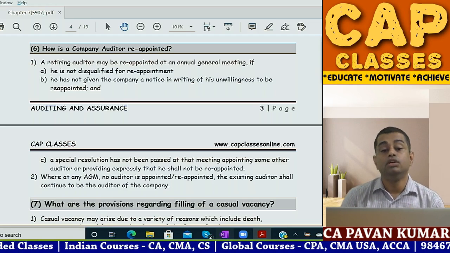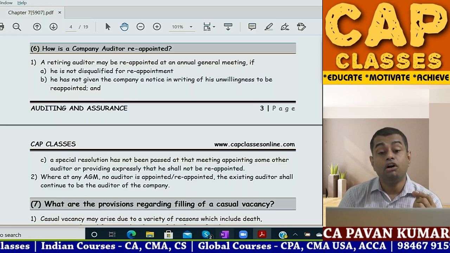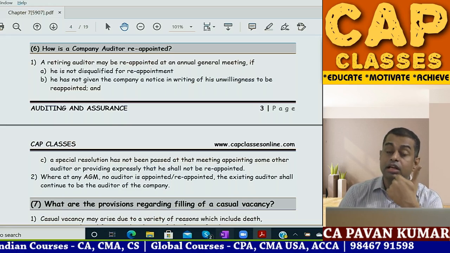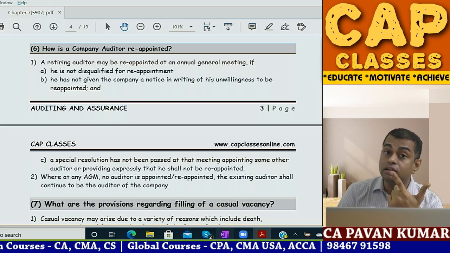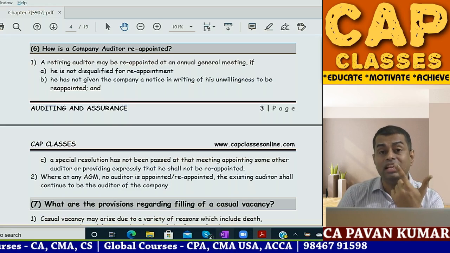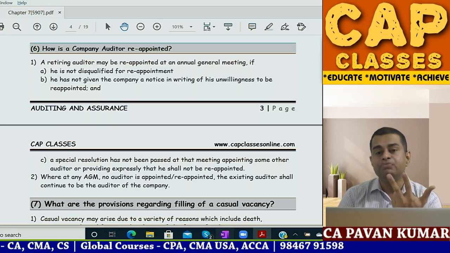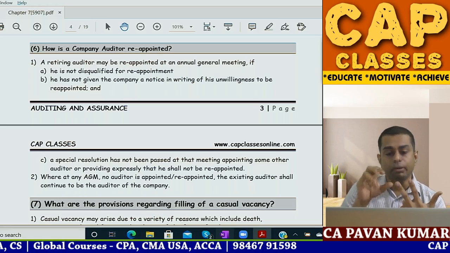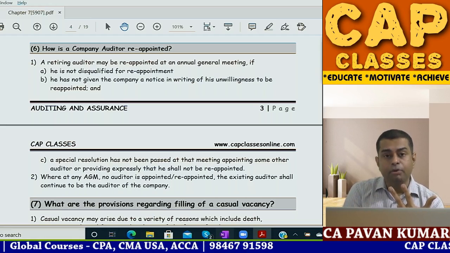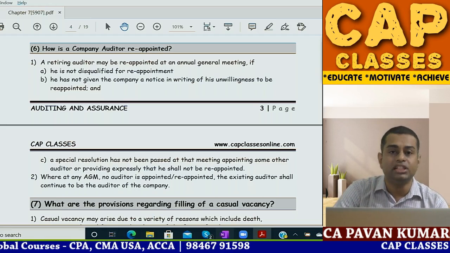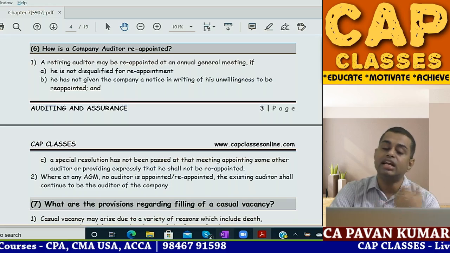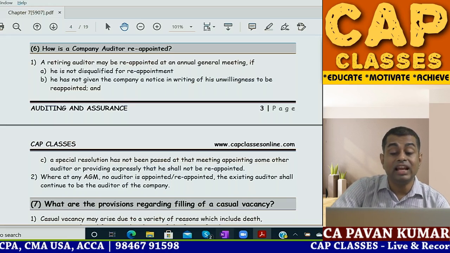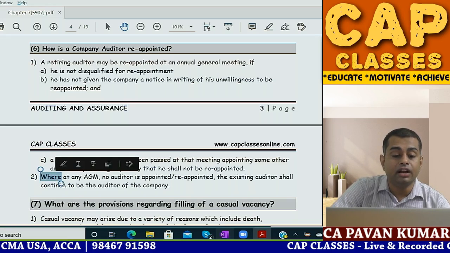That's all. So the retiring auditor may be reappointed if he is not disqualified, if he has not written any communication that he is unwilling, and third, the company has not passed a special resolution either to remove him, not to reappoint him, or to appoint some other person in his place. So if these 3 conditions are satisfied, then you may reappoint. Where at any AGM no auditor is appointed, the existing auditor shall continue.